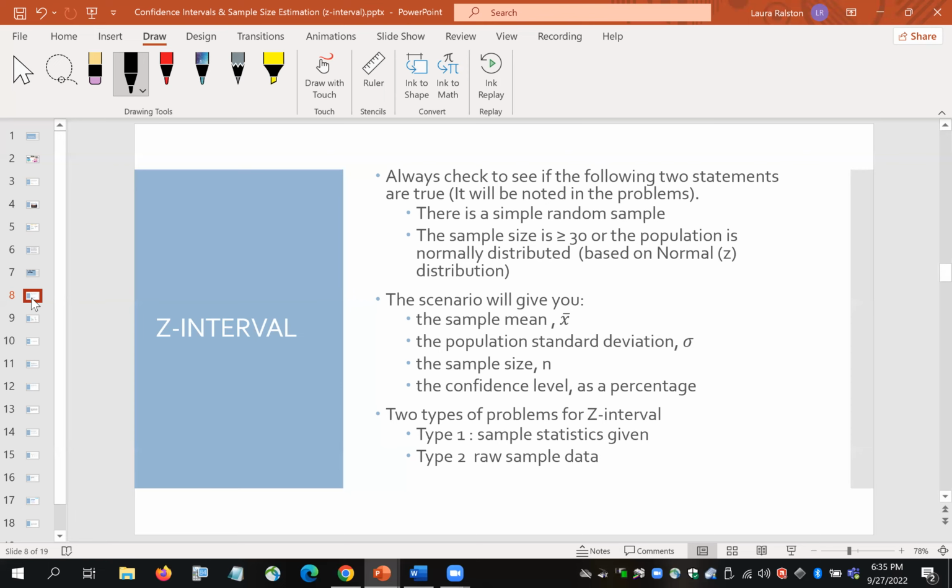The information that you're given is going to determine which of the three types of intervals you're going to create. For the Z interval that we're focusing on at the moment, you would be given four things: the sample mean, the population standard deviation, the sample size, and the confidence level. In every scenario that you encounter, you should have those four things or be able to calculate them if you have the raw data.